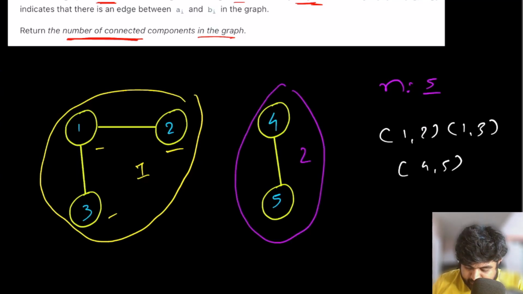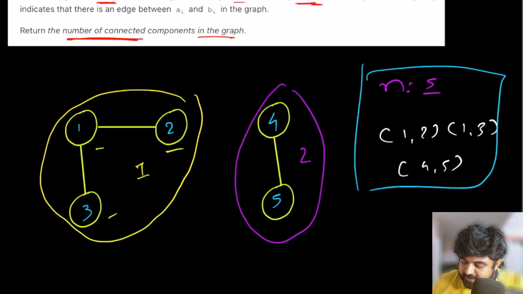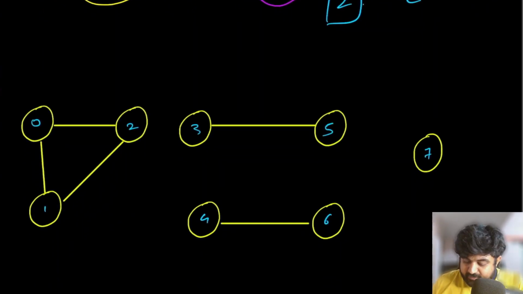So in this example, for this given input, we can define that there exist 2 connected components and we need to return 2 as the answer. So this is the whole ask of the problem. Let's try to understand this with one more example.